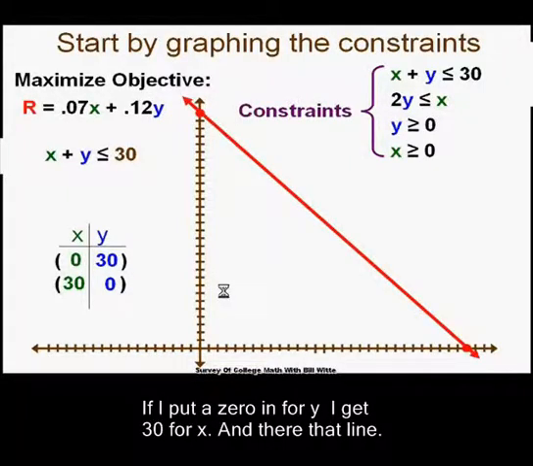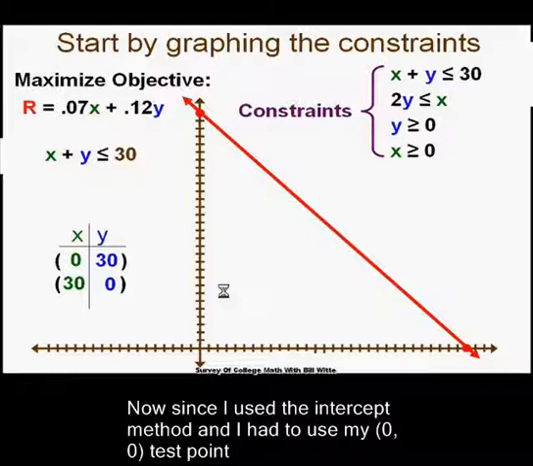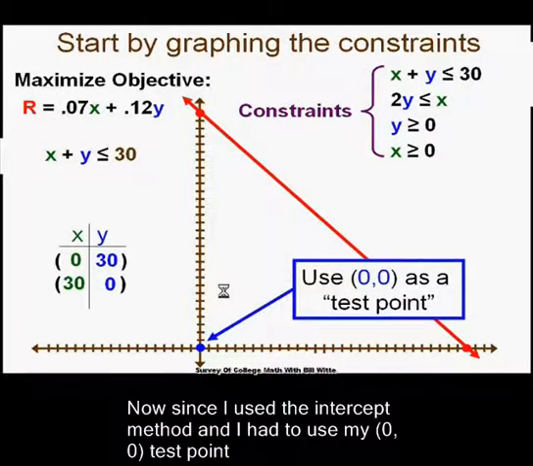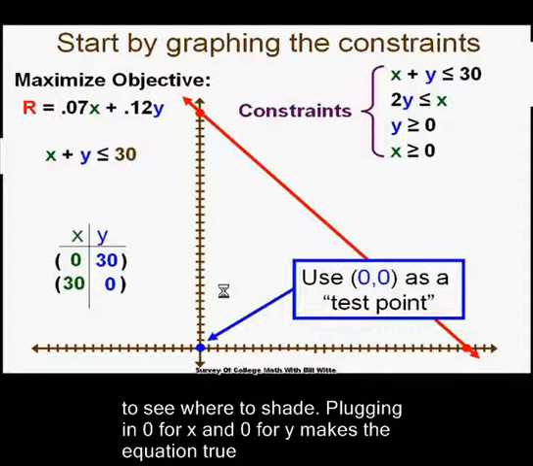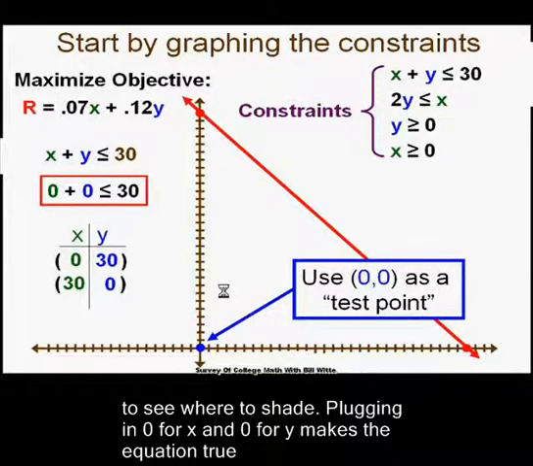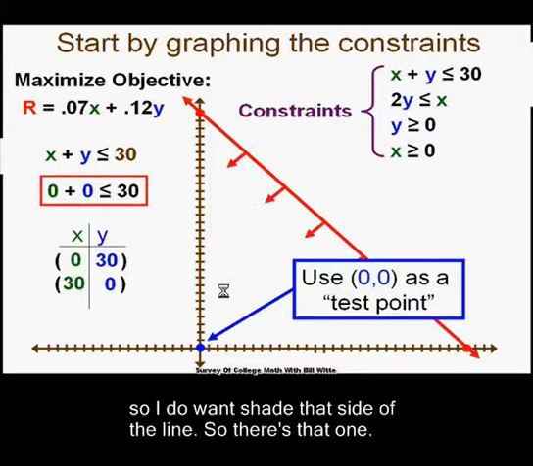And it has to be less than that. But since I use the intercept method, I'm going to have to use my 0, 0 test point. Okay? And 0 plus 0, well, it is true, so I do want to shade that portion of the graph. Okay, so there's that one.